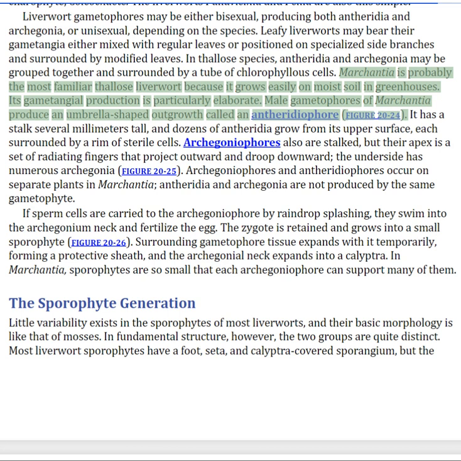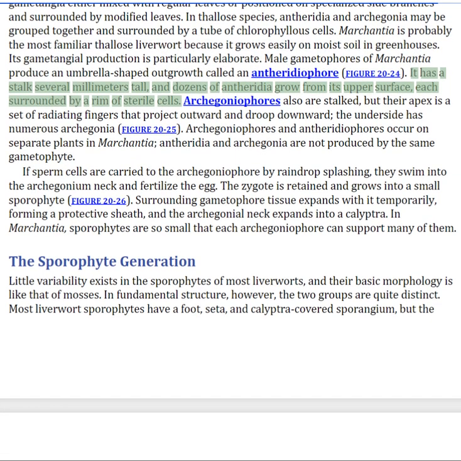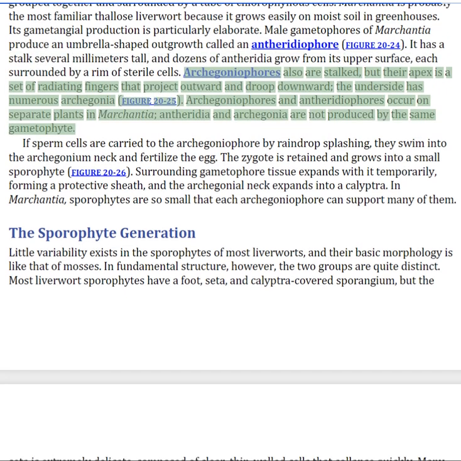Male gametophores of Marchantia produce an umbrella-shaped outgrowth called an antheridiophore. It has a stalk several millimeters tall, and dozens of antheridia grow from its upper surface, each surrounded by a rim of sterile cells. Archegoniophores also are stalked, but their apex is a set of radiating fingers that project outward and droop downward. The underside has numerous archegonia. Archegoniophores and antheridiophores occur on separate plants in Marchantia. Antheridia and archegonia are not produced by the same gametophyte.